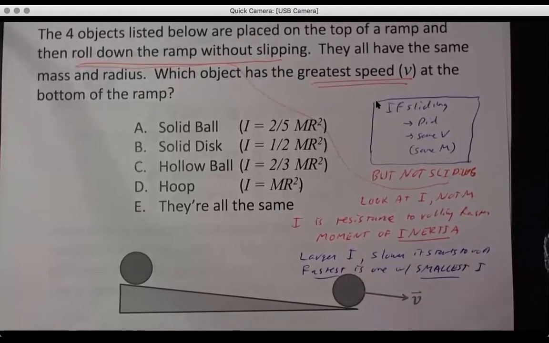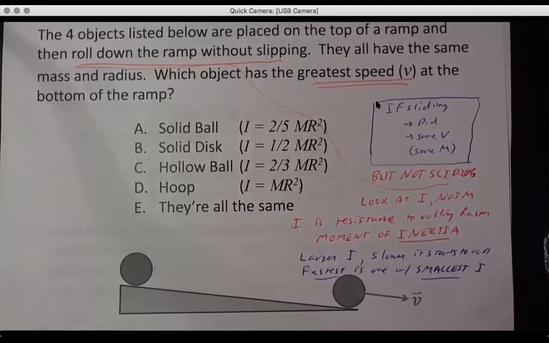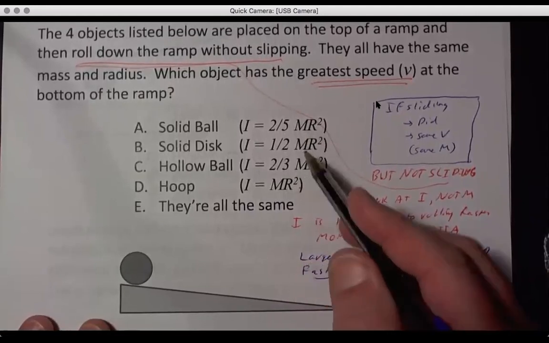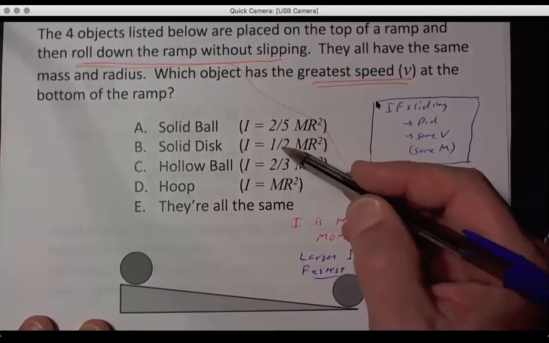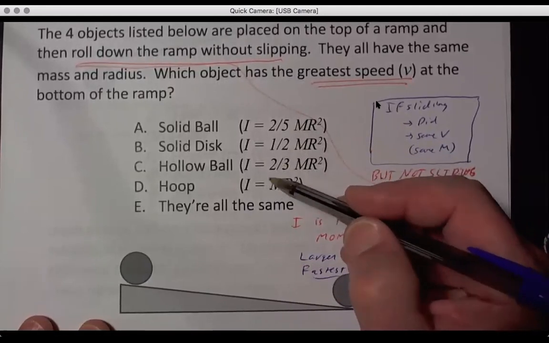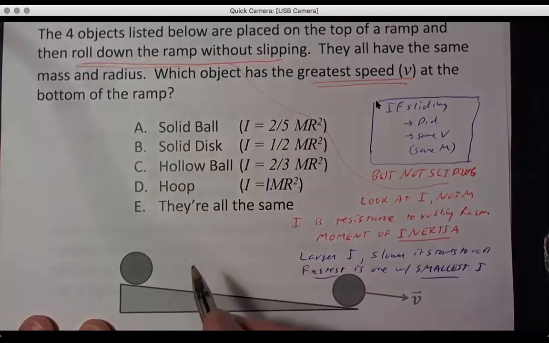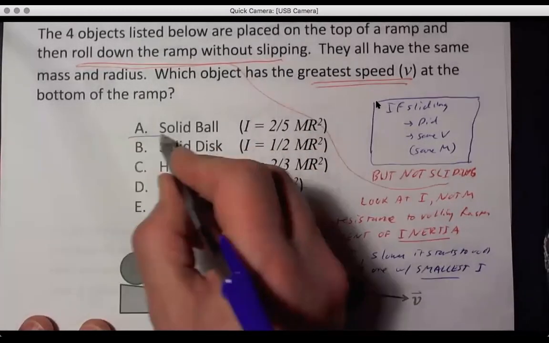Now, when we get to kinetic energy, you'll actually be able to calculate this differently. But now, what this is aimed at is just this idea of inertia. It's like inertial mass, moment of inertia for the rotation. So which is the smallest here? Well, clearly look at the front factors, 2/5, half, 2/3, 1. And so that's the smallest. So that's the one that works.